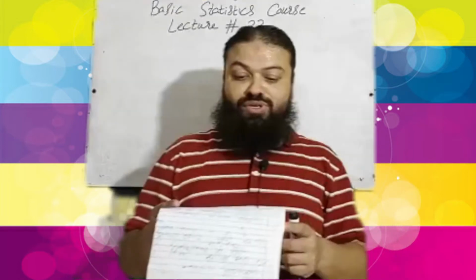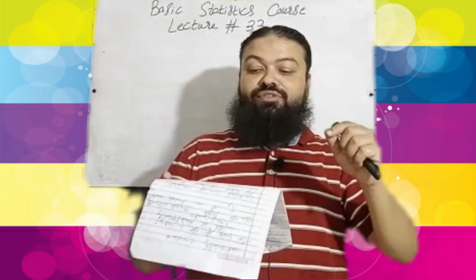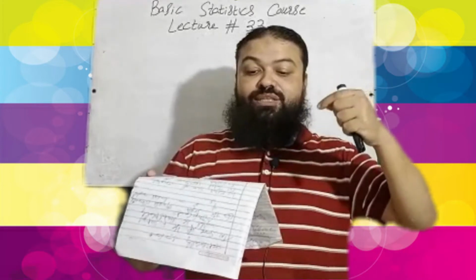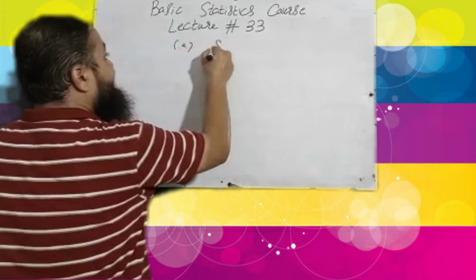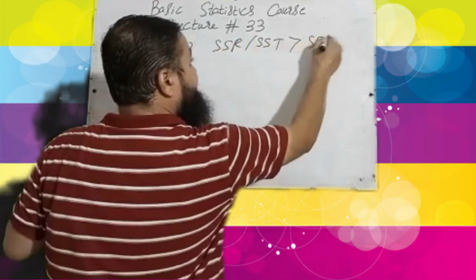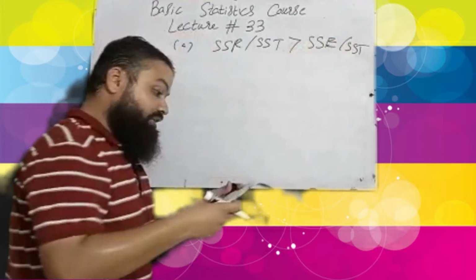Question number 4. In a multiple linear regression, which of the following would be the best criterion for judging the overall validity of the model? A, sum of square of regression SSR divided by SST greater than SSE over SST. That is the incorrect one.